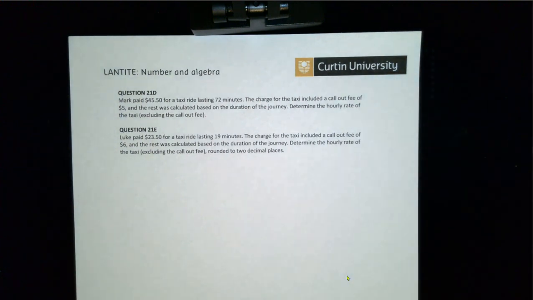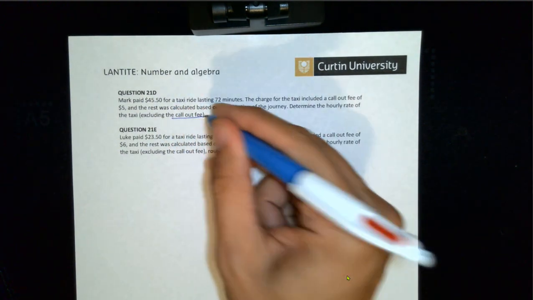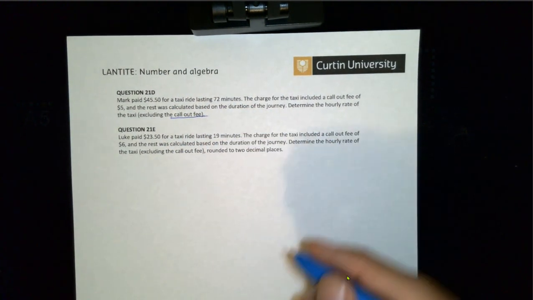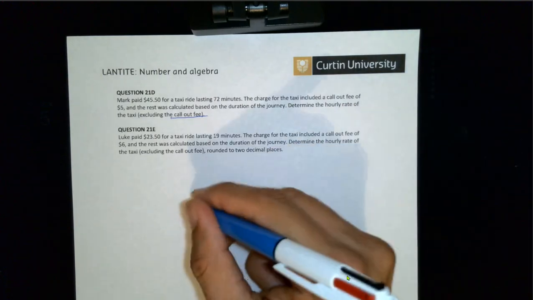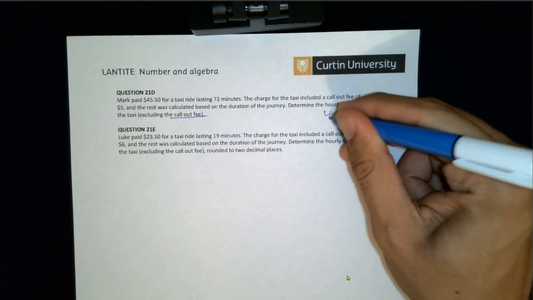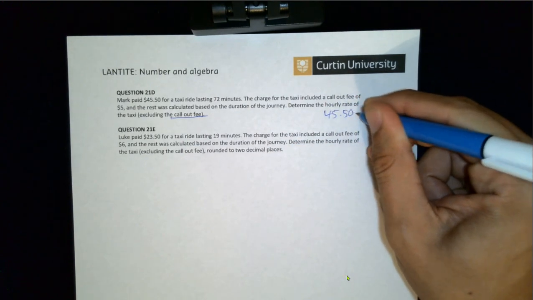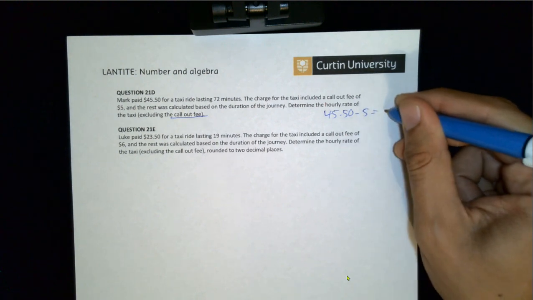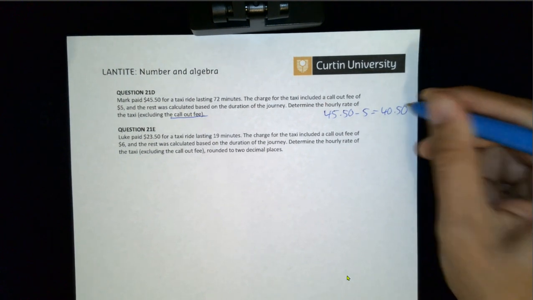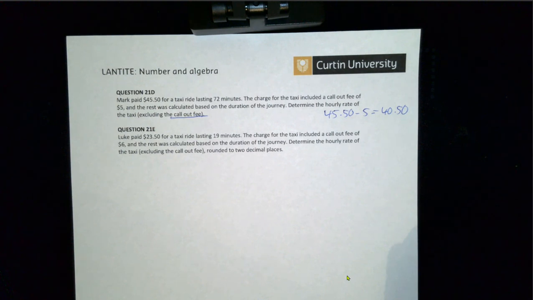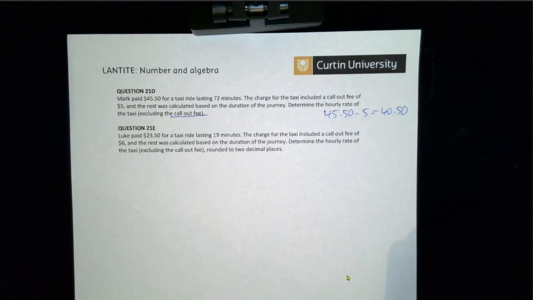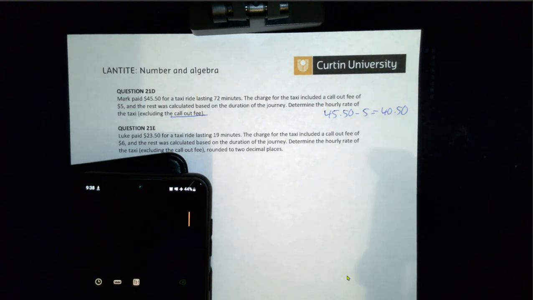So 21D. Mark paid $45.50. Call out fee is $5. Got to exclude the call out fee. So again, $45.50. Just going to do my working out over here actually. $45.50 take $5 will be $40.50. And then I just need to divide by 72 to get dollars per minute.